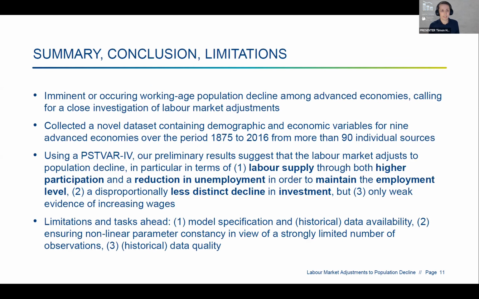So to sum up, the imminent or occurring working age population decline among advanced economies calls for a close investigation of labor market adjustments. To this end, we collected a new data set, which contains demographic and economic variables for 9 so-called advanced economies, for the period 1875 to 2016, from a large number of sources. And then we specified a smooth transition model to really get different effects in growth and decline periods.